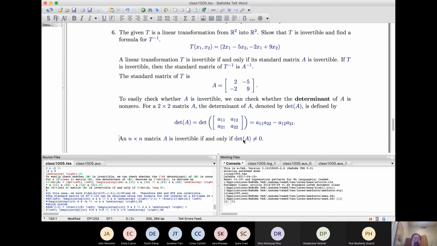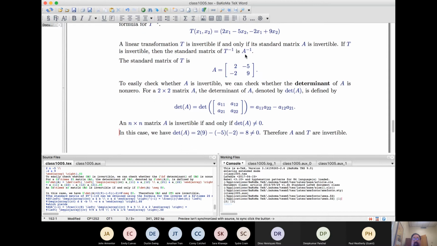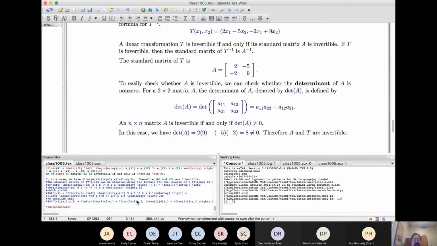So if a determinant is non-zero, then the matrix is invertible. So we can go ahead and do that in this case and compute the determinant. So this times this, so 18 minus 2 times minus 5, and we get a result of 8. So that means that this matrix does have an inverse. Therefore, the transformation T also has an inverse.